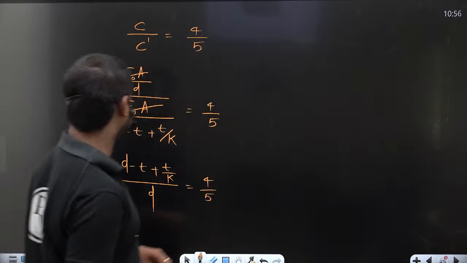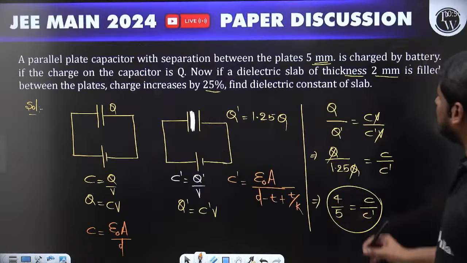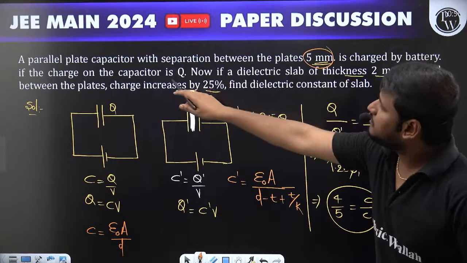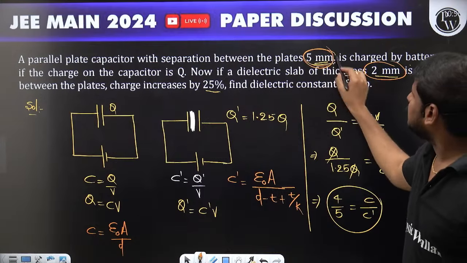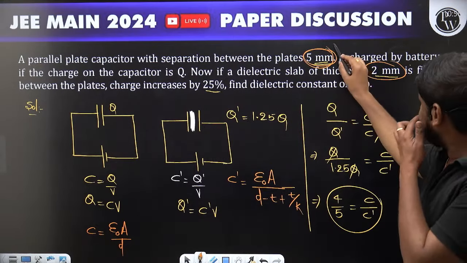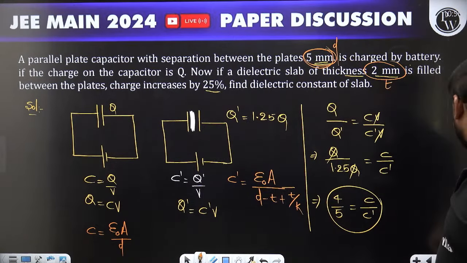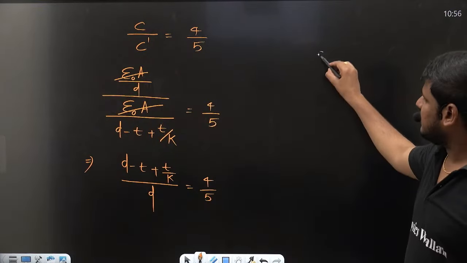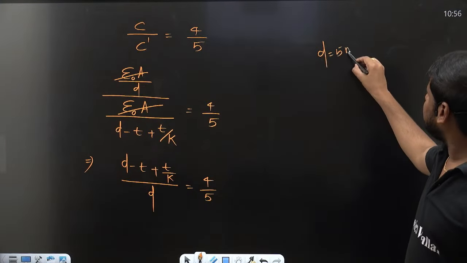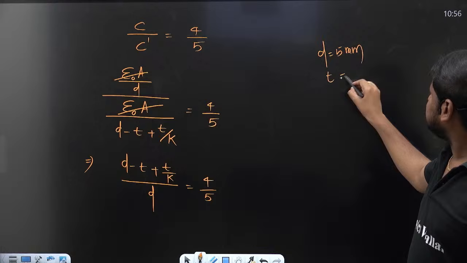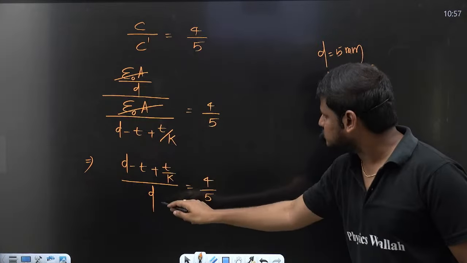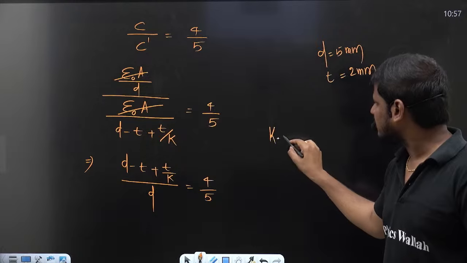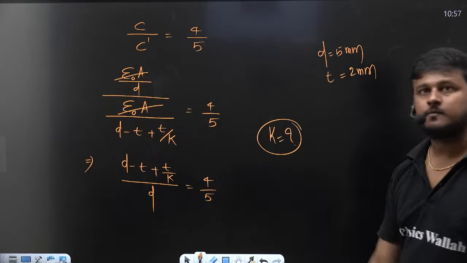Then substitute the values. D, the distance between the plates, is 5 mm, and the thickness T is 2 mm. Just substitute the D and T values here. The only unknown is K, so calculate the K value.